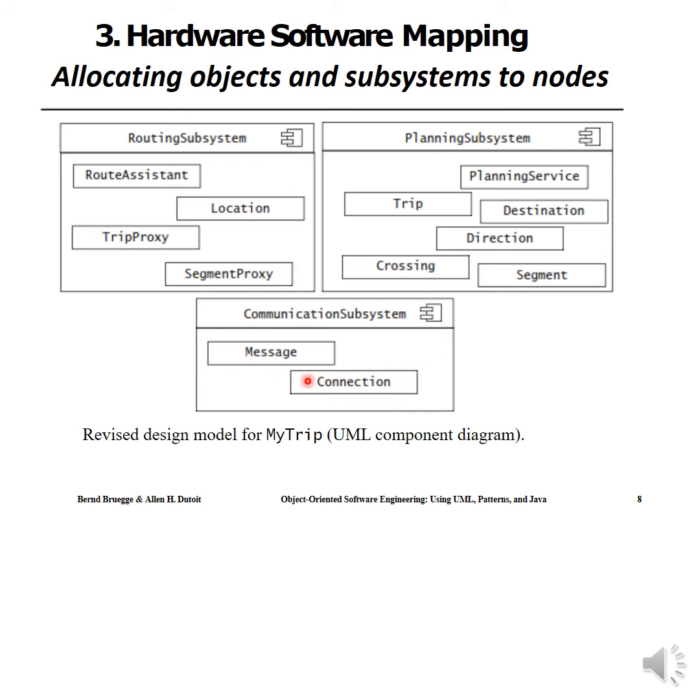This communication subsystem is responsible for transporting objects from the planning subsystem to the routing subsystem. This connection represents an active link between the planning subsystem and the routing subsystem, and the message represents a trip. It represents the information of the trip, its related destinations, its segments, its crossings, etc.